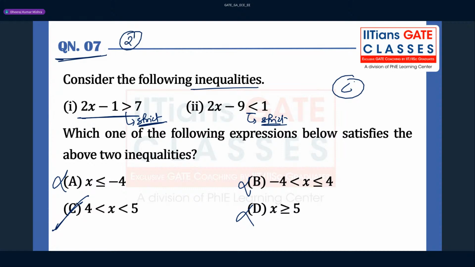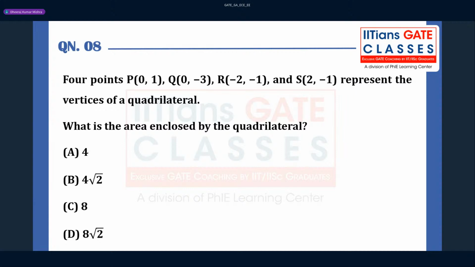So you don't have to solve this inequality, but you can solve it if you want to. But I would suggest, if all the options contain slack inequalities and one of the options contains a strict inequality, the answer is going to be the strict one only, right? So I hope this makes sense. So option C will be correct.